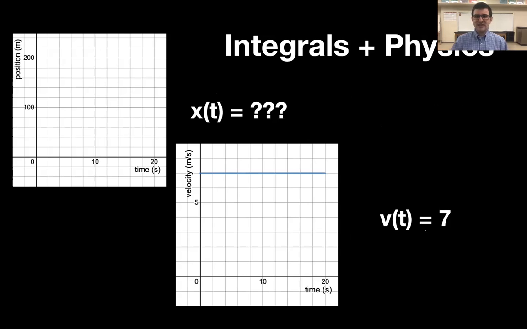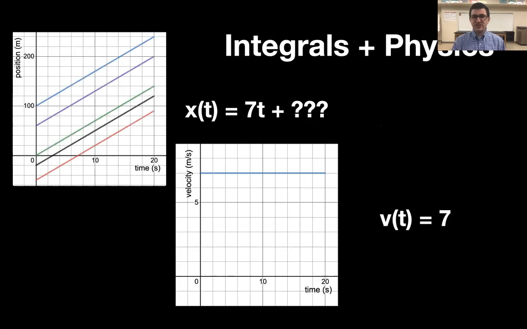Well, hopefully you recognize that that means that the position versus time graph has a slope of 7. And we don't know the initial position, so it could be a whole bunch of initial positions, but it has a slope of 7. So it's going to be 7t plus some sort of initial position that we don't really know right now. Because it could be any one of these, it could be 100, it could be 60, it could be 0, it could be negative 23.5.